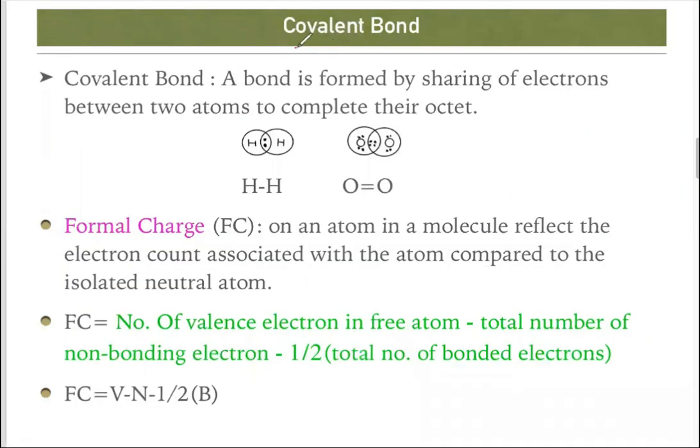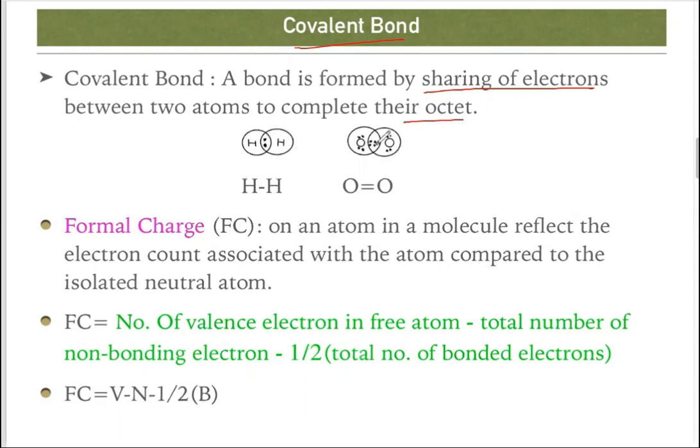Now we'll talk about the covalent bond. So what is a covalent bond? A bond formed by sharing of electrons between two or more atoms, to complete their octet. As we saw in the structure of hydrogen, they will have one single bond, so that means two electrons, and those two electrons are shared by this hydrogen atom and that hydrogen atom.